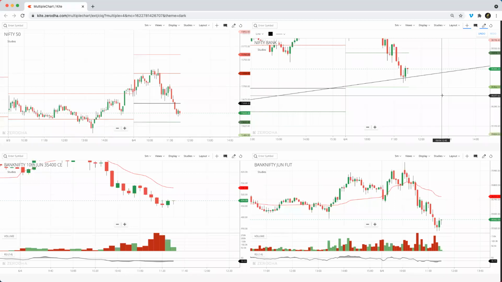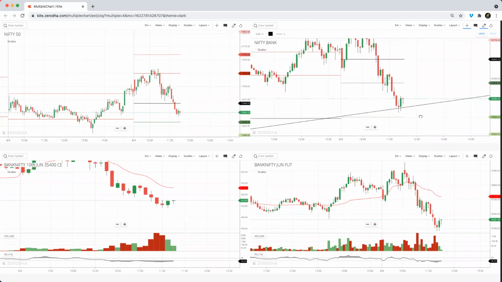So we see there is pretty good writing taking place on the 35,500 call option. The 35,500 call option has more writing. The 35,500 put option also has, but more writing is taking place at the 35,500 call option. Call is being written more aggressively. Okay, so let's see the price action and then let's decide for ourselves.